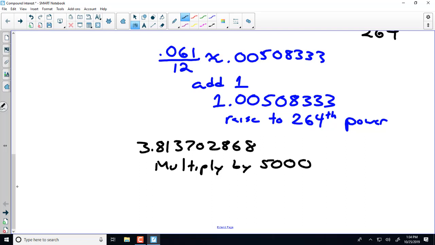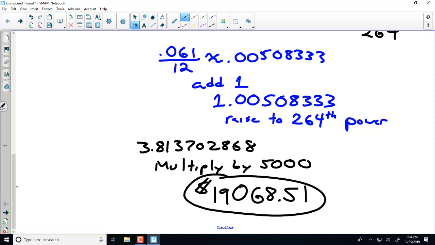Round it to 2 decimal places and slap a dollar sign on it, and you should get an approximate answer of $19,068.51. If you can't get that on your calculator, talk to someone as soon as you can, like me or a friend, and we'll figure out what's going on.